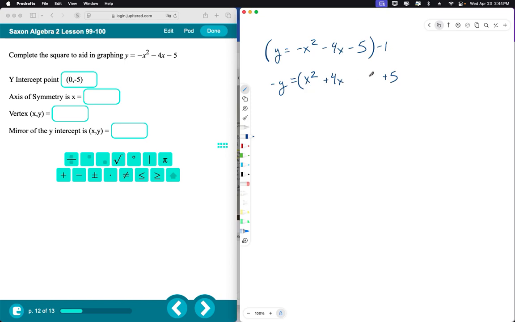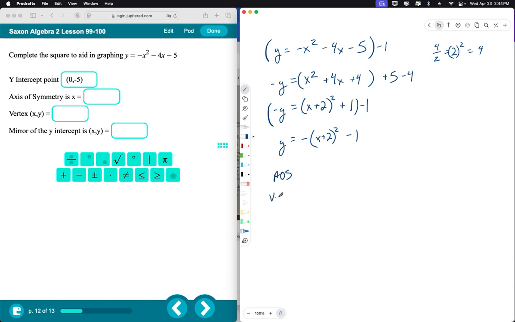Let's go ahead and put in our parenthesis here. 4 divided by 2 equals 2 squared equals 4. Plus 4 minus 4. Negative y is equal to x plus 2 squared plus 1. Get rid of the negative y. So y is equal to the opposite of x plus 2 squared minus 1. So our AOS, vertex, and MOY.